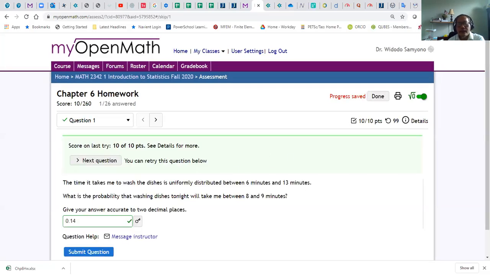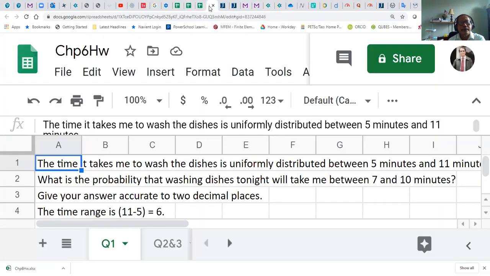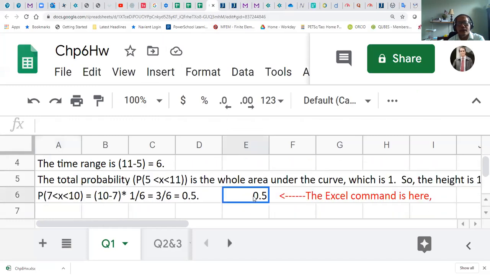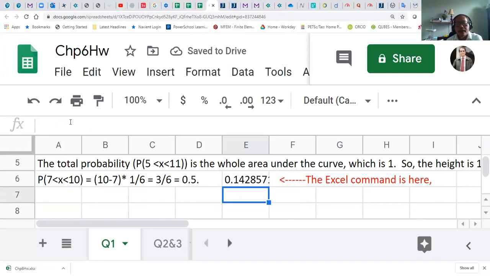Okay, so if you want to use the Excel, you simply go here. Remember the one on the top is 8 to 9, so you need to subtract 9 with 8, right? And the one in the bottom is from 13 to 6, so this is 13 and then this is 6. Okay, so the answer is 0.142857, or if you want to put it into decimal places, the answer will be 0.14.